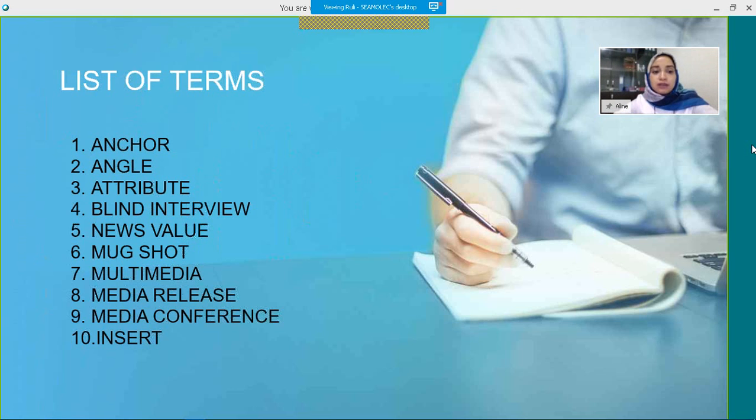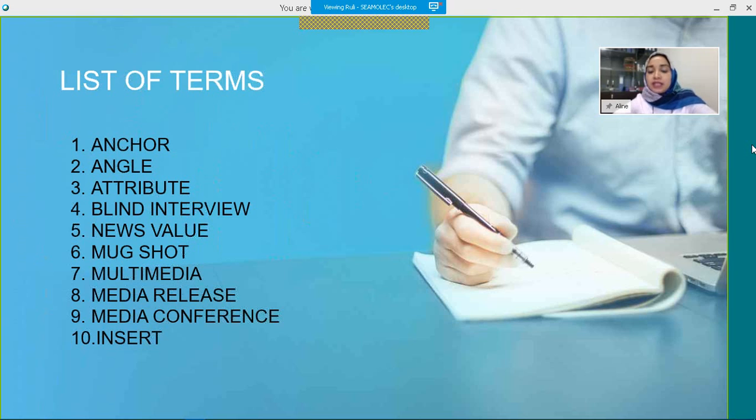Okay, and the next one is mugshot. A mugshot is a head and shoulder photograph of a person facing the camera. So if a director says, we take a mugshot, it means that you will have a head and shoulder photograph of a news reporter facing the camera. The next one is multimedia. This is the way of presenting a subject using different types of media, like video, audio, text, and images in combination. They call it multimedia.